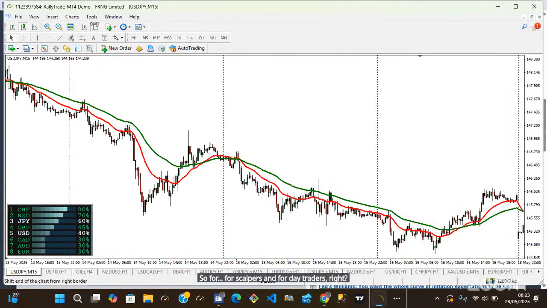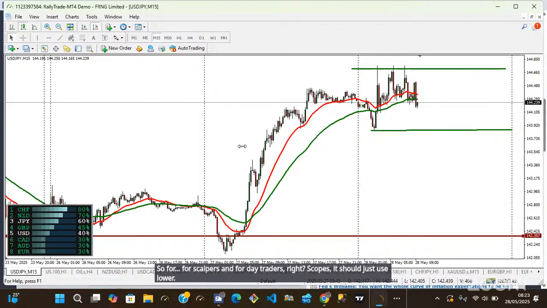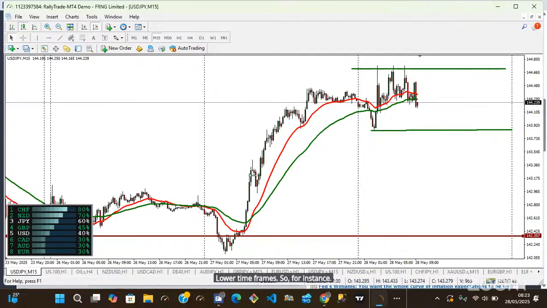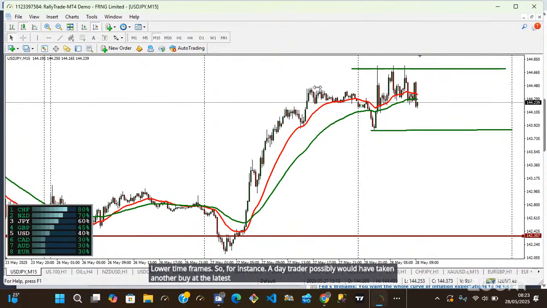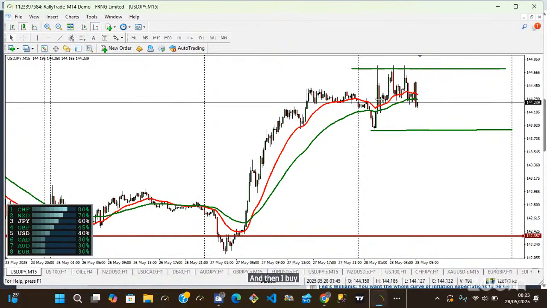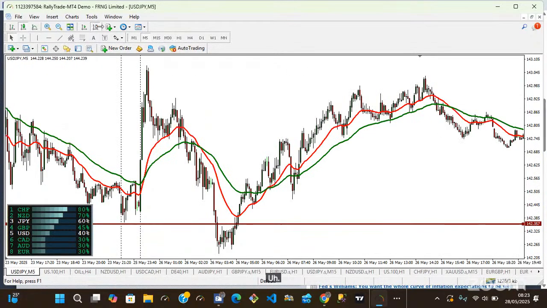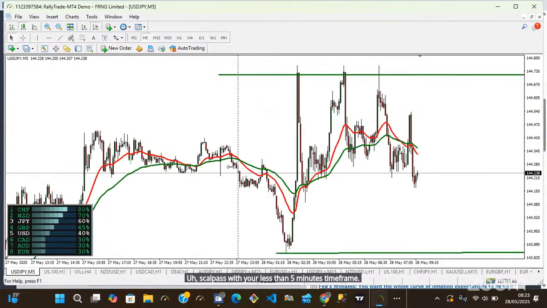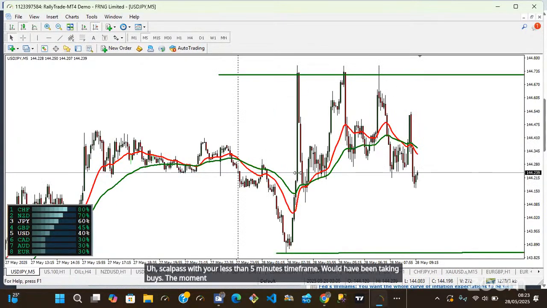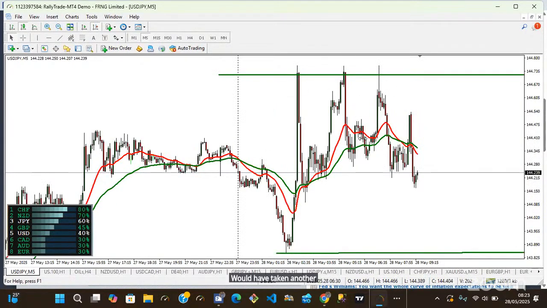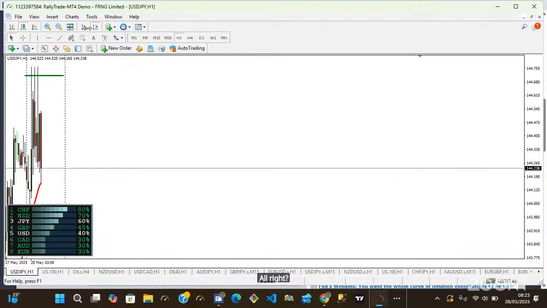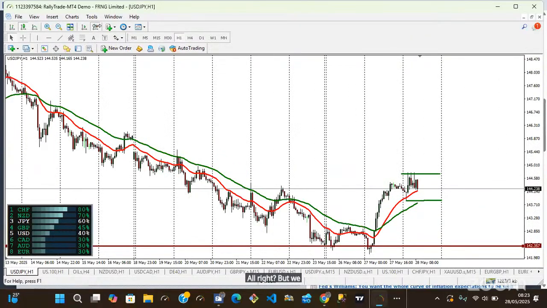Scalpers and day traders use lower time frames. For instance, a day trader possibly would have taken another buy at the retest of a moving average, although it looked like it broke a little, but still came back up. Scalpers with, let's say, a 5 minute time frame would have been taking buys the moment it broke, would have taken another buy here, and another buy here again.